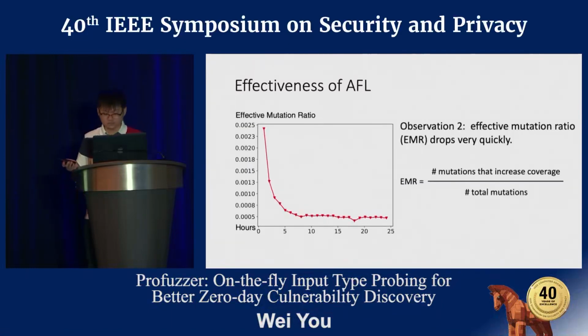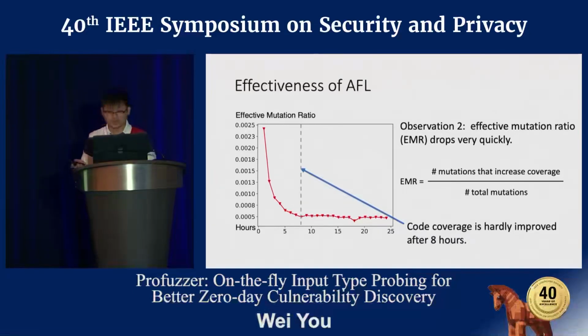Another observation is that the effective mutation ratio drops very quickly. The effective mutation ratio is measured by the number of mutations that increase coverage over the number of total mutations. As presented in this figure, whose x-axis stands for the hours spent in fuzzing, and the y-axis stands for how the effective mutation ratio changes over time. We can see that the code coverage is hardly improved after 8 hours.